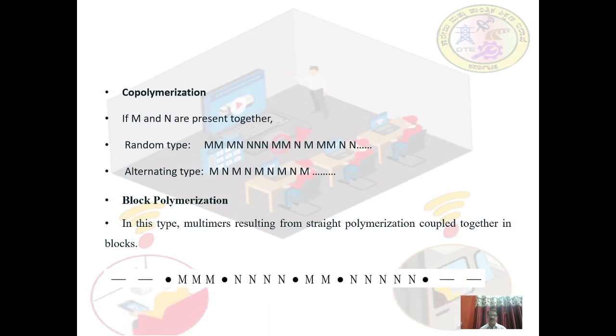We can see these here. M and N are the two monomers that take part in the block polymerization. You can see here the MM polymer is formed blockwise and they are united together in a random manner and it gives a polymer.